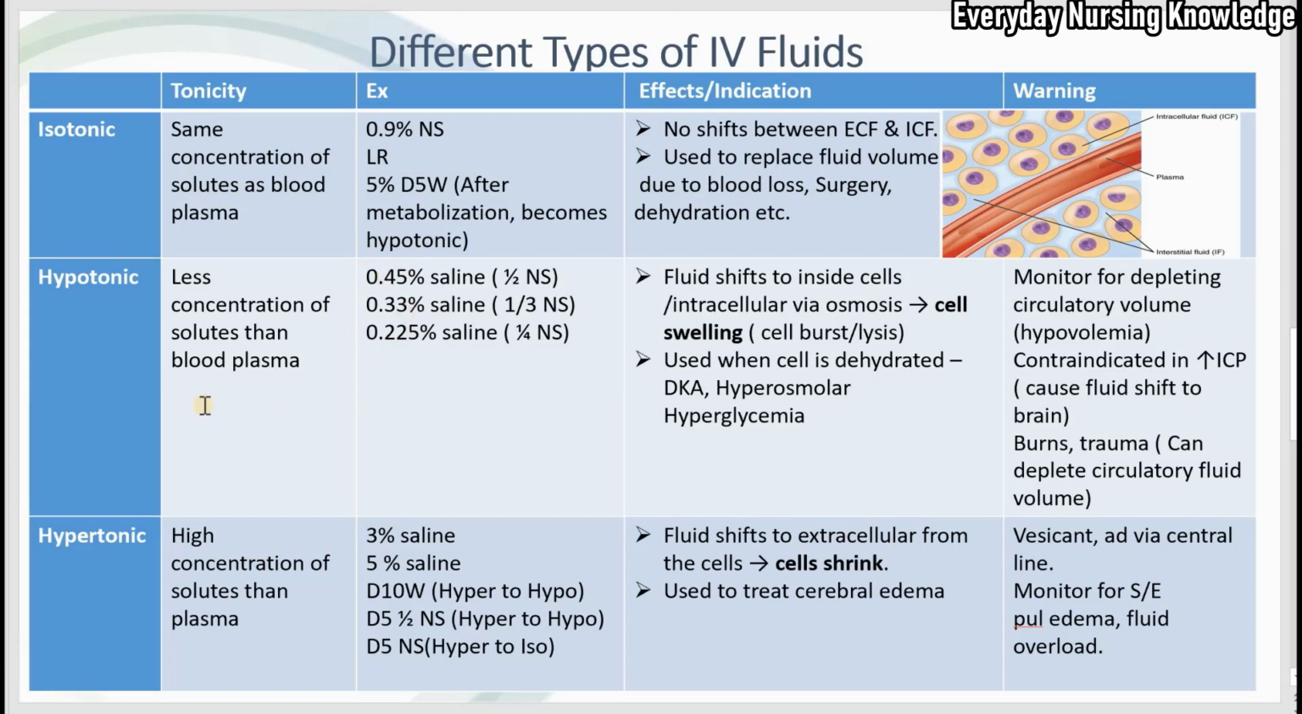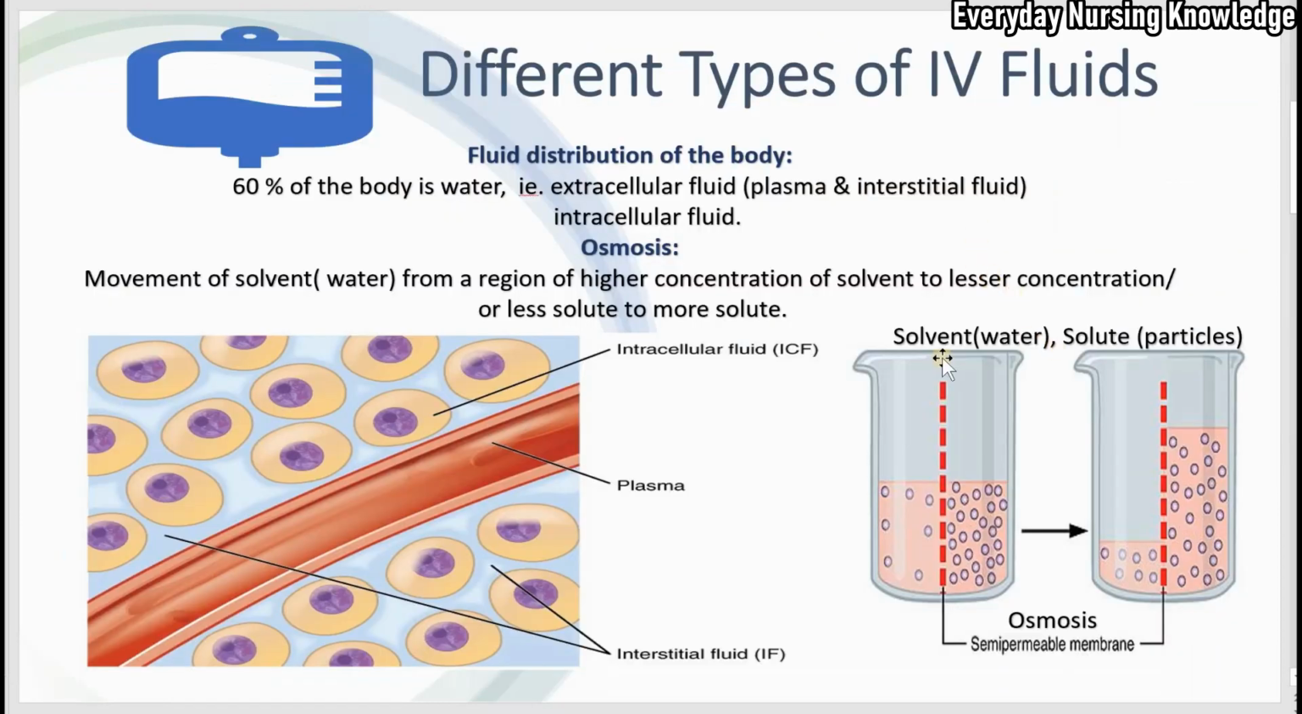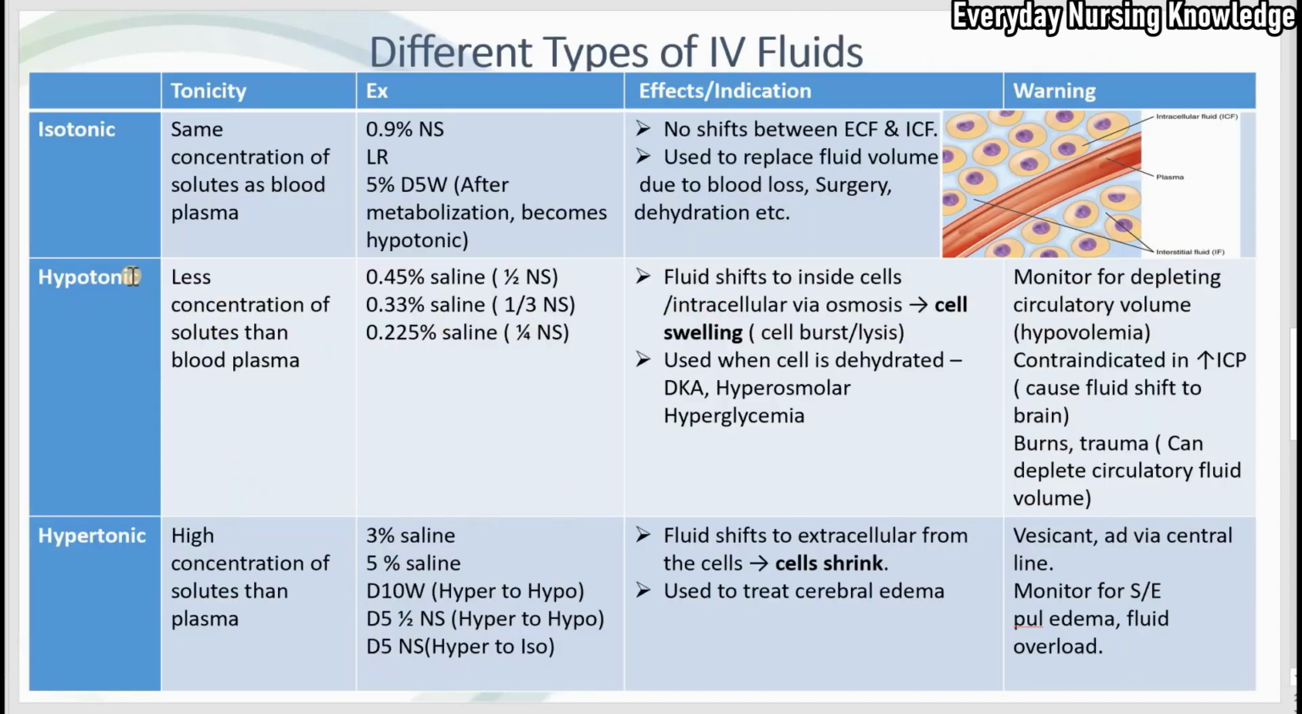Now what happens when you give hypotonic fluid? So you are giving fluid with less solute. As a result, remember what happens in osmosis. Water moves from a lesser solute area to more solute area, and that is osmosis. So you are giving fluids with hypotonic or less solutes.